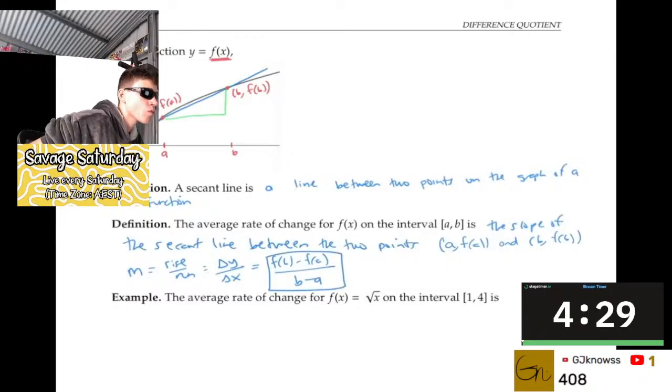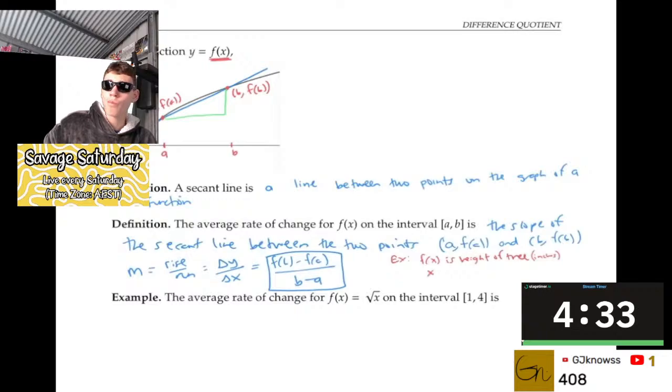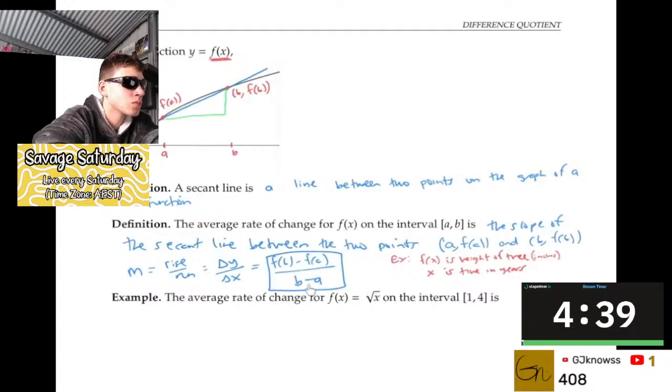To put this in context, if, for example, f of x represents the height of a tree, and x represents time in years, then f of b minus f of a represents a difference in height, or the amount the tree grows, and b minus a represents a difference in years, so a time period. So this average rate of change is the amount the tree grows in a certain time period. For example, if it grows 10 inches in 2 years, that would be 10 inches per 2 years, or 5 inches per year, its average rate of change, its average rate of growth.